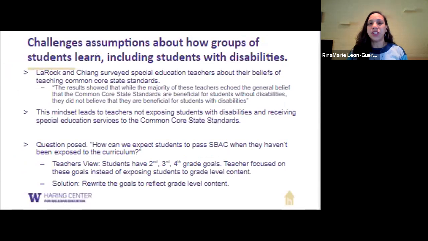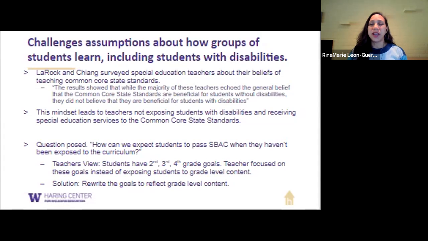In addition to the data, Chase Middle School also looked at the research to guide the next steps. In a survey from LaRock of special education teachers about their beliefs of teaching Common Core standards, quote, the results show that while the majority of these teachers echo the general belief that the Common Core standards are beneficial for students without disabilities, they did not believe that they are beneficial for students with disabilities. This mindset leads to teachers not exposing students receiving special education services to the Common Core standards. With this insight, Chase understood there was work to be done in shifting mindset.